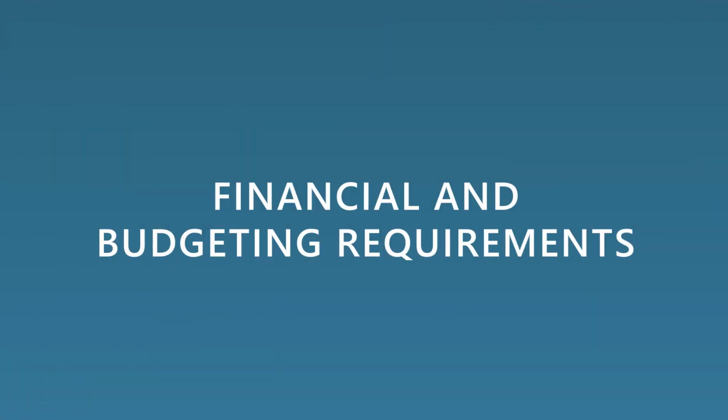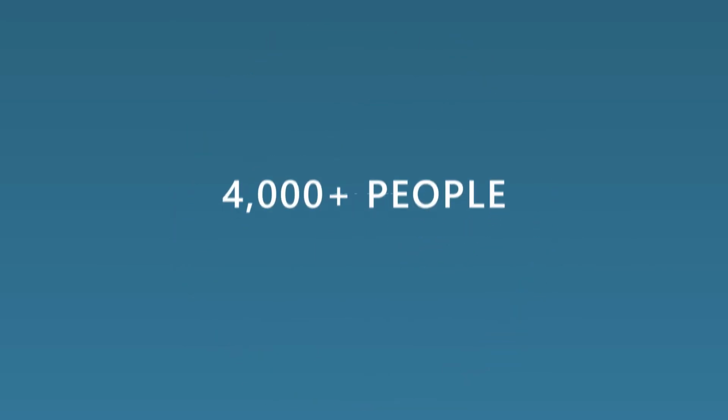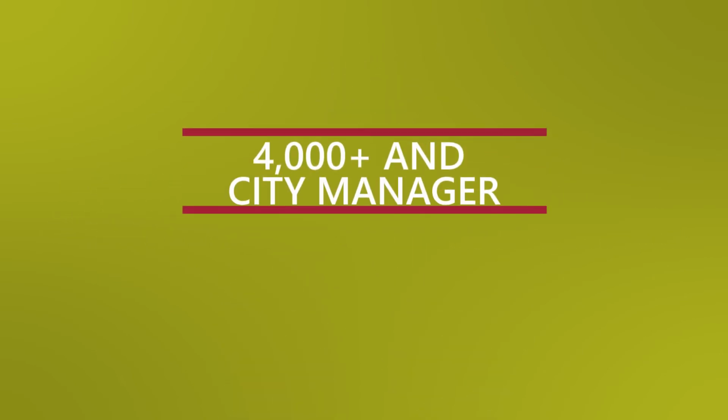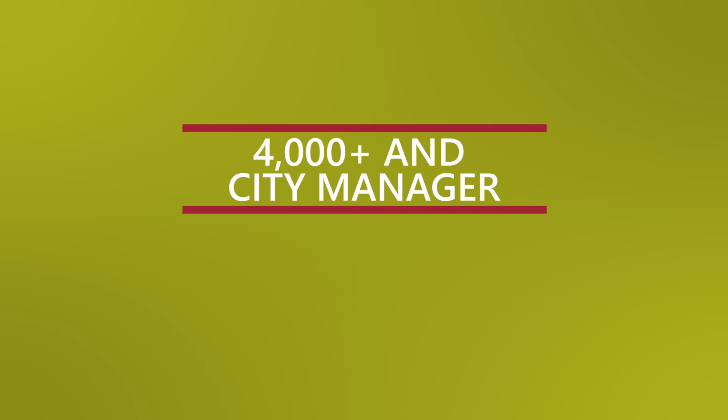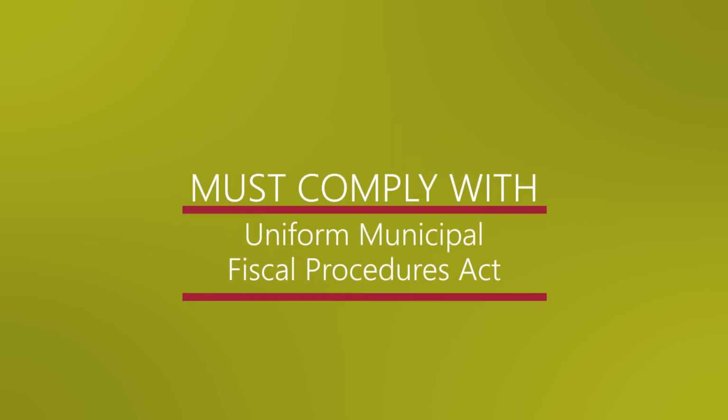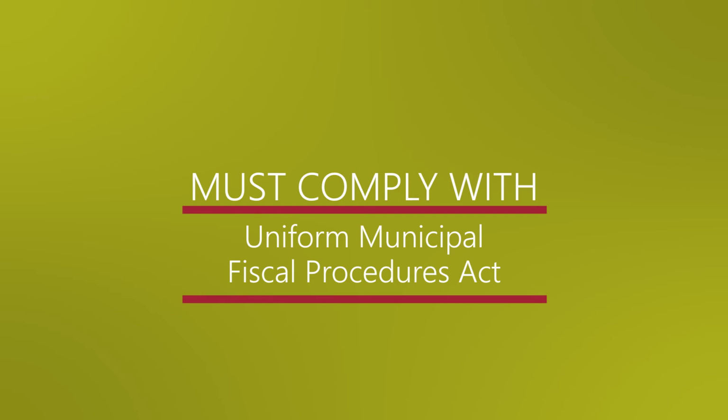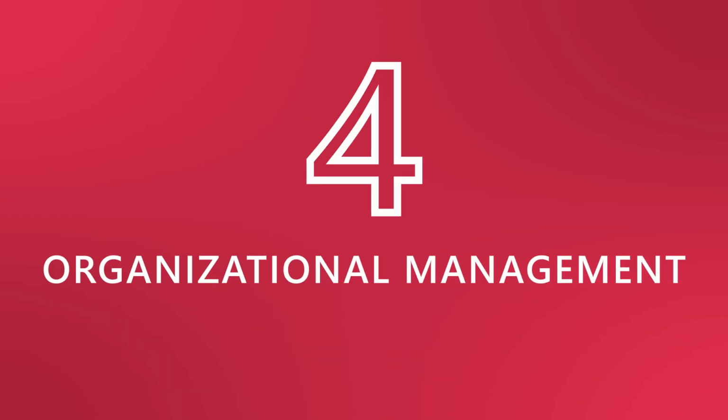Speaking of budgets, let's get into financial management, and know that size matters. There are different financial and budgeting requirements for towns over 4,000 in population and for first-class cities. Make sure you know which statutes apply to your community. Unless changed by charter ordinance, all communities with a population over 4,000 and all towns operating under the city manager form of government must comply with the provisions of the Uniform Municipal Fiscal Procedures Act. This act stipulates publication requirements, the required contents of the municipal budget, and dates by which certain budgetary actions must occur.